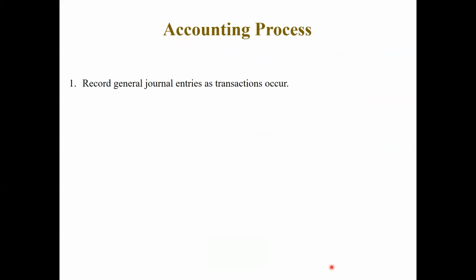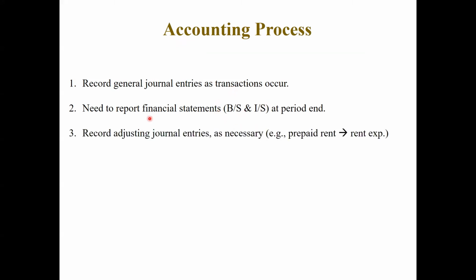So we just recorded that receiving cash as a prepayment from a customer. That's just a transaction, and we recorded it as it occurred. We record those all during the year. Step 2 is you arrive at the time of year that you need to report financial statements. So either you've arrived at a quarter end or a year end, and you need to produce a balance sheet and an income statement. Step 3 is to record adjusting journal entries as necessary.